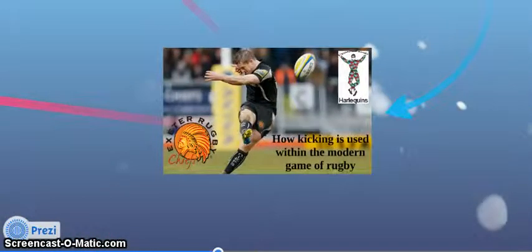I decided to complete my notational analysis on the Exeter Chiefs versus Harlequins rugby game, focusing on Exeter's performance within the kicking. I decided to focus on kicking within the rugby game due to how it is becoming such an increased part of the modern rugby game, where rugby used to be all about possession and making ground through running. The modern game has developed to promote the importance of gaining ground through accurate kicks to touch.